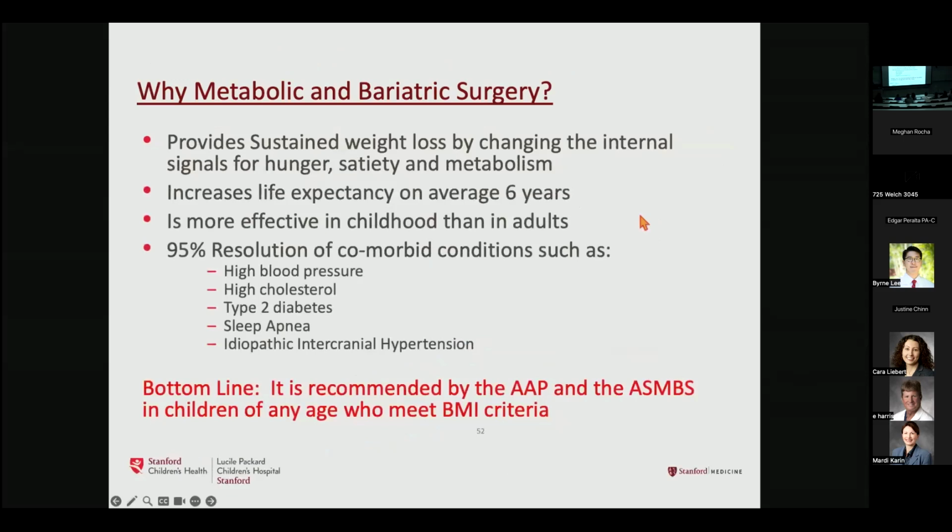So why metabolic and bariatric surgery? It provides sustained weight loss, and it changes your internal signals for hunger, satiety, and metabolism. It increases life expectancy, an average of 6 years. It's more effective in children than adults. And you see a 95% resolution or improvement in comorbidities. And the bottom line is it's recommended by the AAP and the ASMBS in children of any age who meet BMI criteria. So that's everything you ever wanted to know about adolescent bariatric surgery.